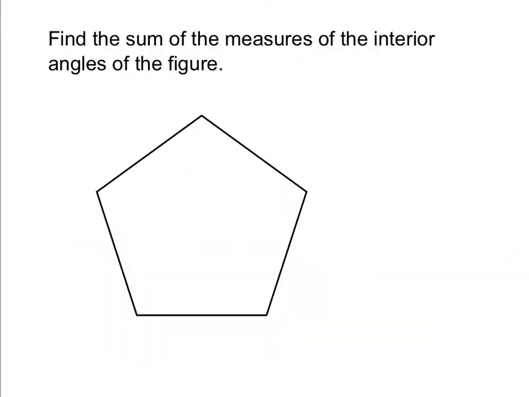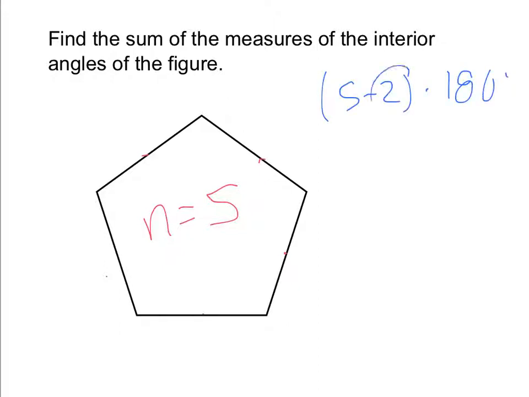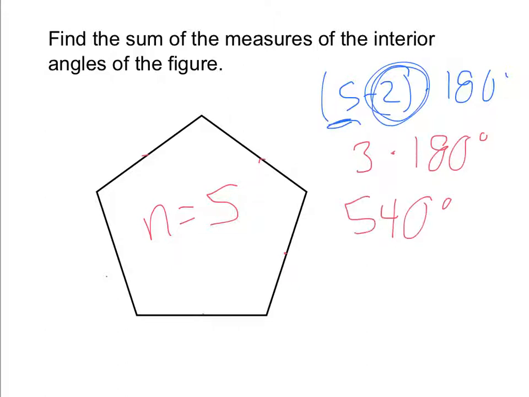Let's try another one. This is a pentagon. How many sides does it have? Well, it has 1, 2, 3, 4, 5. So your n is 5. We can plug into our formula, so we get (5 minus 2) times 180. It's always minus 2. That's what the formula says. This is the only number that changes. So 5 minus 2 is 3. 3 times 180 is 540 degrees. So that would be your answer.